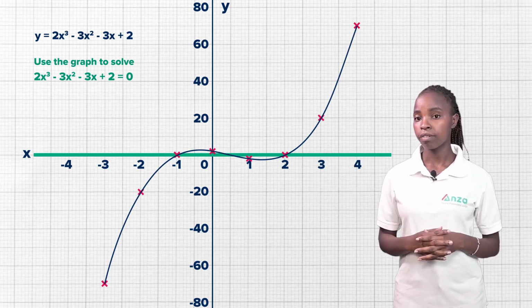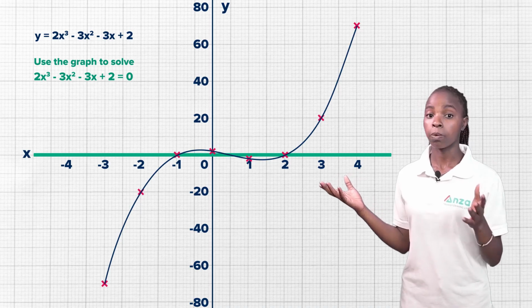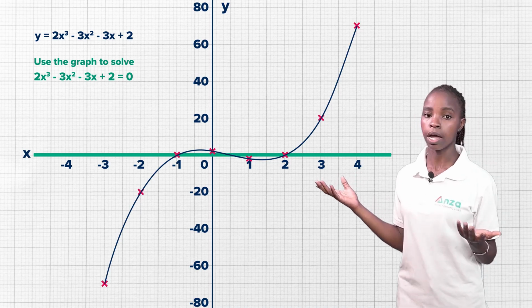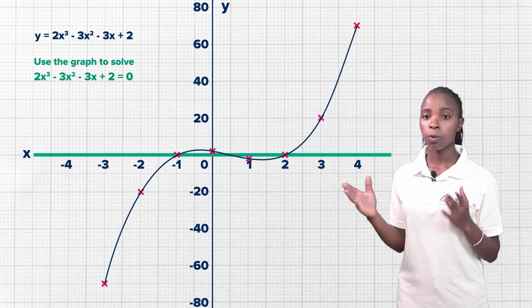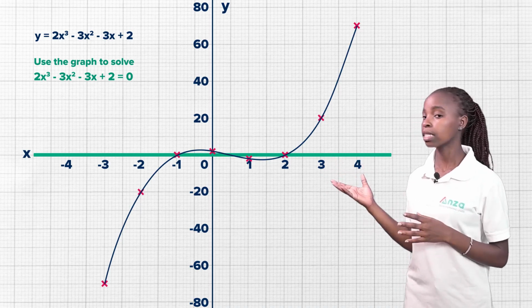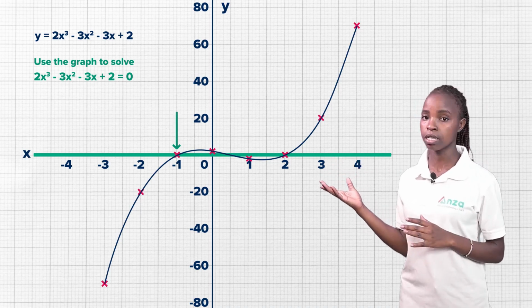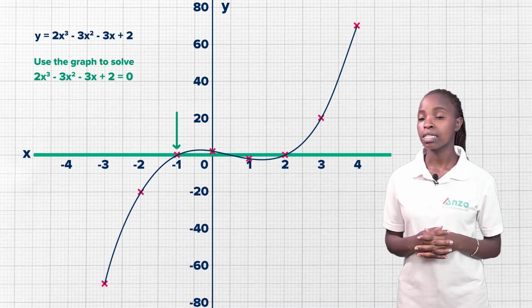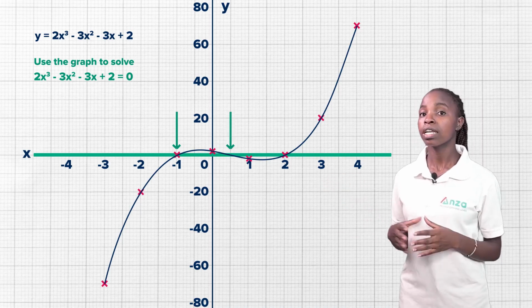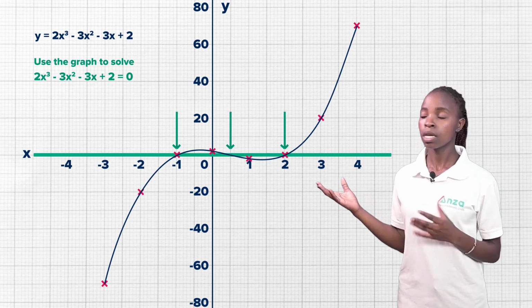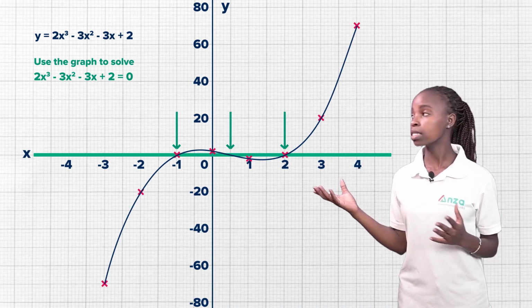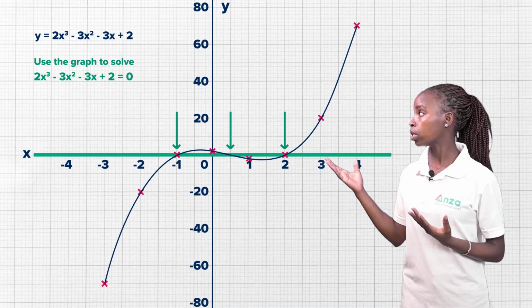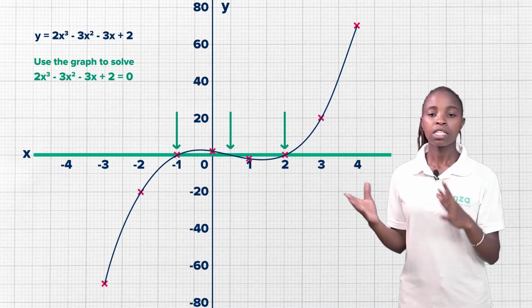In our graph above, the values of x when y is equal to 0 are: the first point where the curve cuts the x-axis is at negative 1, the second is at a half, and finally at 2. At these points, y is equal to 0 as shown in the graph. Let's look at another example.